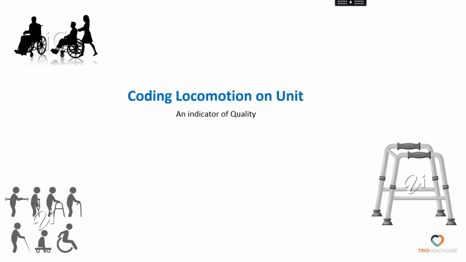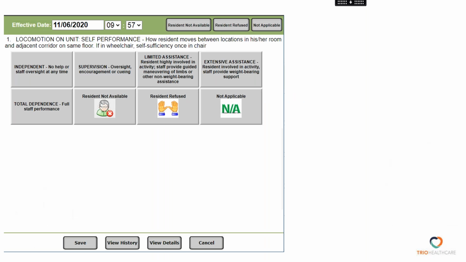Hello, we're going to take a few minutes to talk about coding locomotion on the unit. This is an indicator of quality. If we were to look at locomotion on unit, the only thing that matters in the quality measure aspect is the self-performance. It does not take into consideration the number of people that were needed to assist when configuring the quality measure. However, it is still just as important that both areas are accurately reflected for the patient care during each shift.